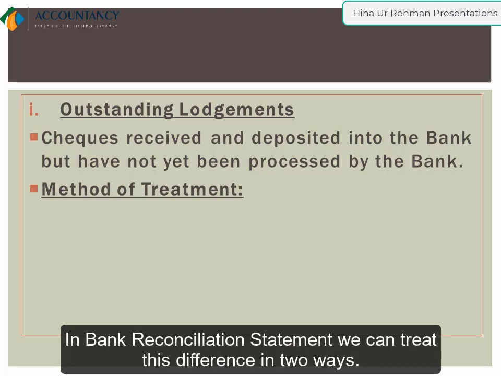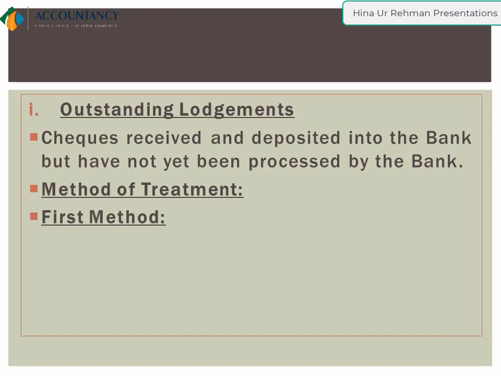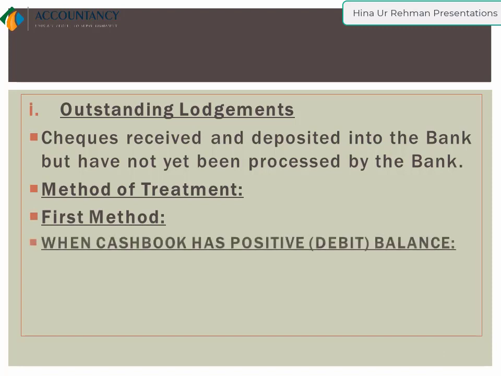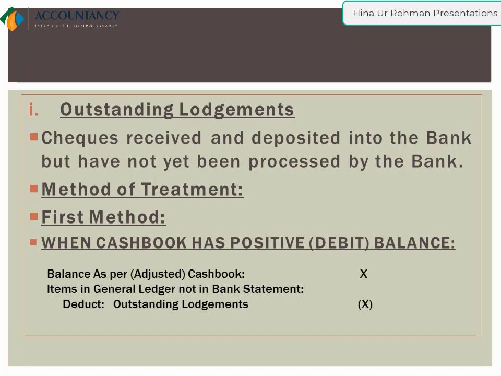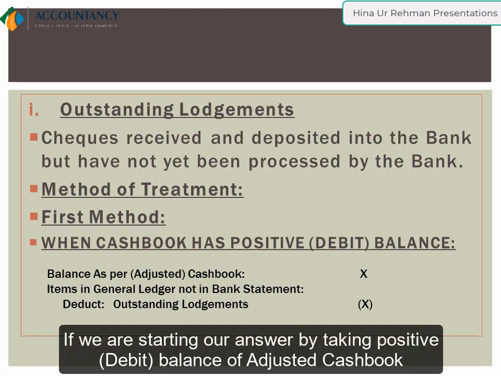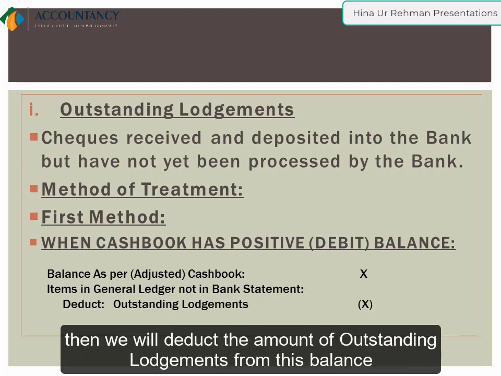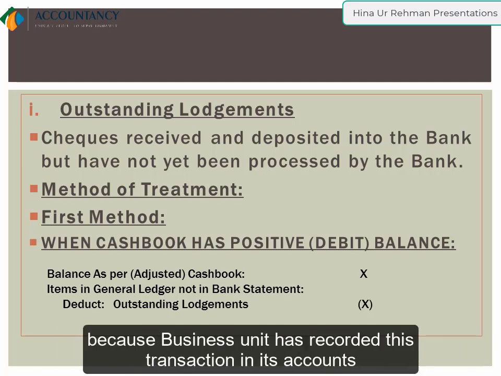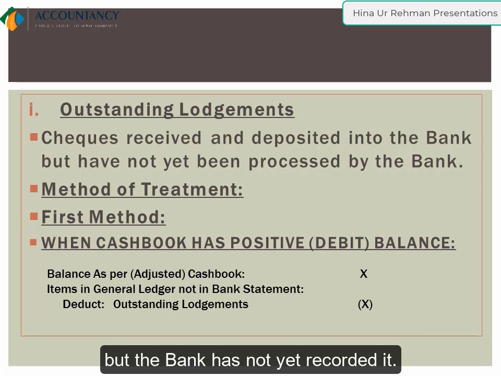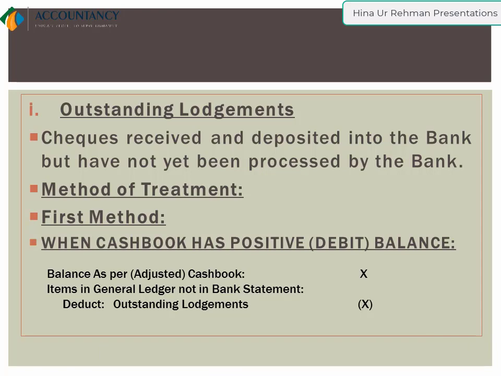In the bank reconciliation statement, we can treat this difference in two ways. First method, when the cash book has a positive debit balance. If we are starting our answer by taking the positive debit balance of the adjusted cash book, then we will deduct the amount of outstanding lodgements from this balance because the business unit has recorded this transaction in its accounts, but the bank has not yet recorded it.